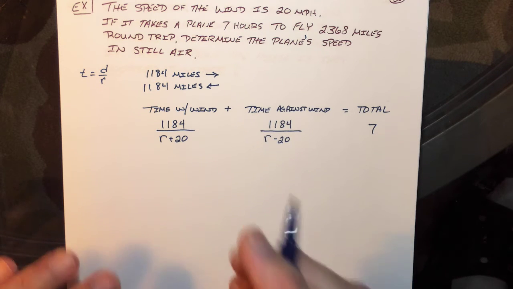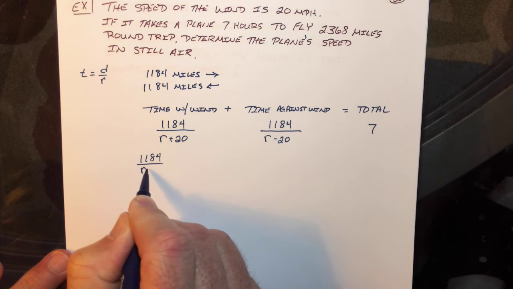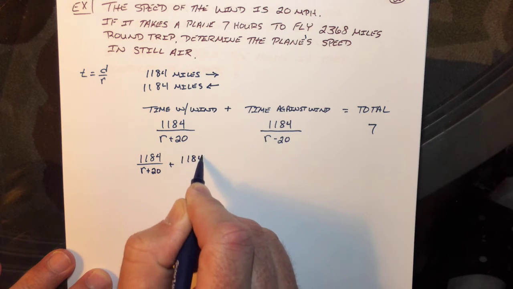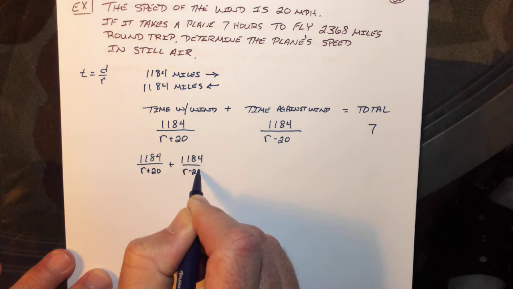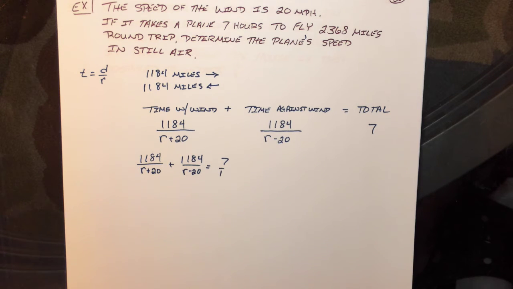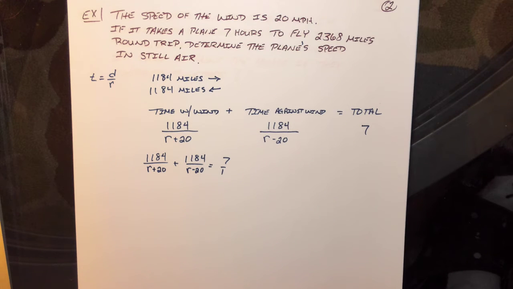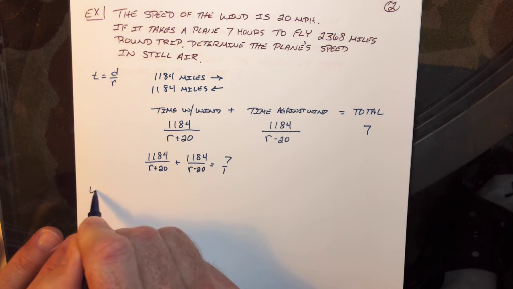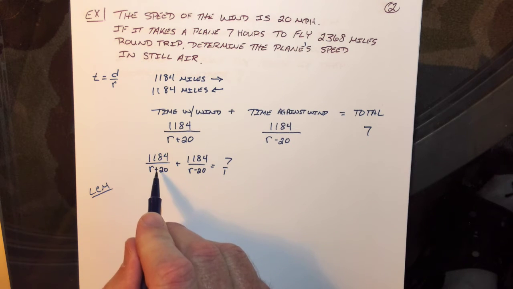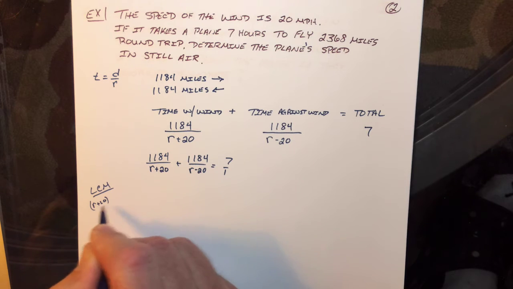So let's see what we have. 1,184 over r plus 20 plus 1,184 over r minus 20 equals 7. You want to put it over 1 to look like all the rest? Be my guess. So what are we going to have to do here? We are going to have to do a little LCM or LCD. And that's going to be what? Well, there's one factor. There's one. Not going to change anything. So an r plus 20 and an r minus 20.